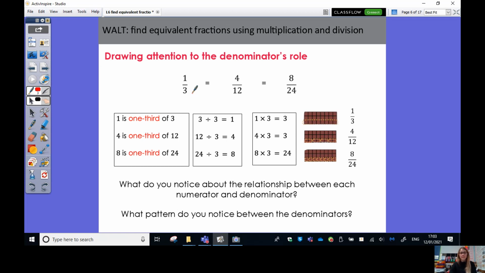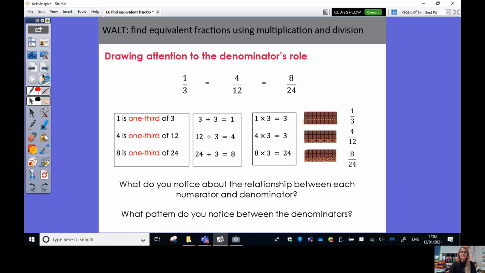So hopefully you've remembered, looking at this information here, 1 is 1/3 of 3, 4 is 1/3 of 12, and 8 is 1/3 of 24. And then hopefully you've recognised as well the pattern between our denominators is our 3 times tables, 3, 12, 24. So we're missing some multiples in there, 3, 6, 9, 12, okay, and so on.